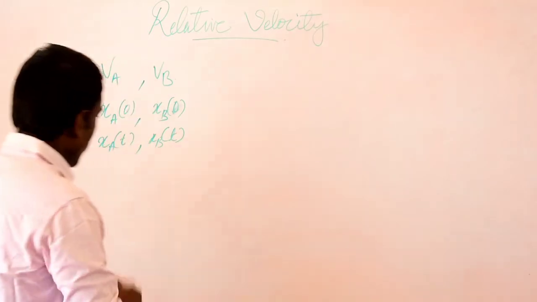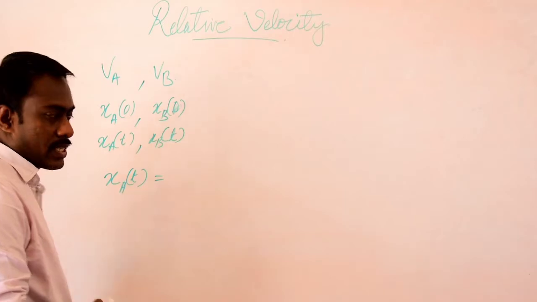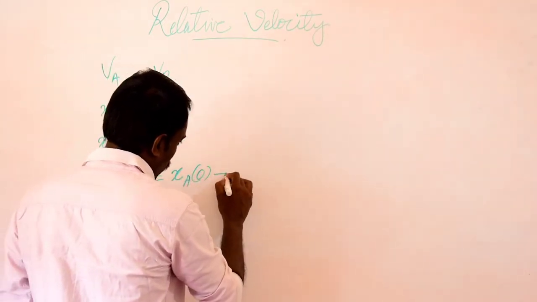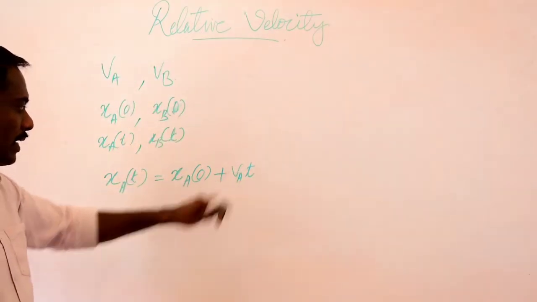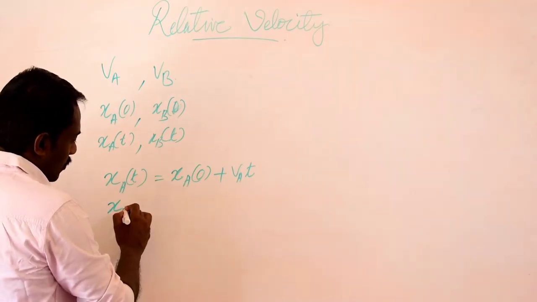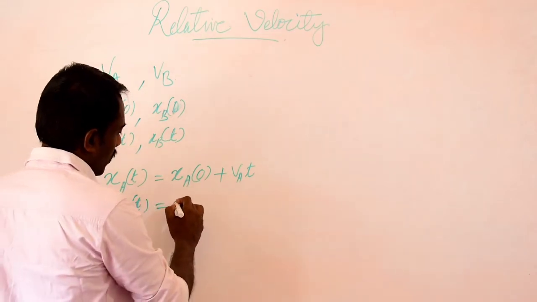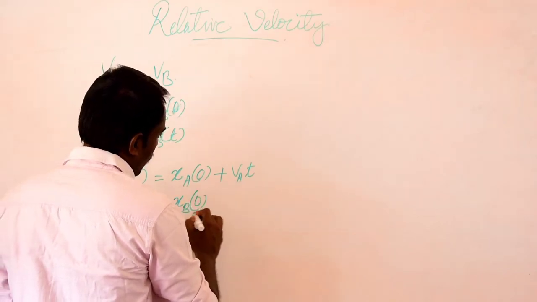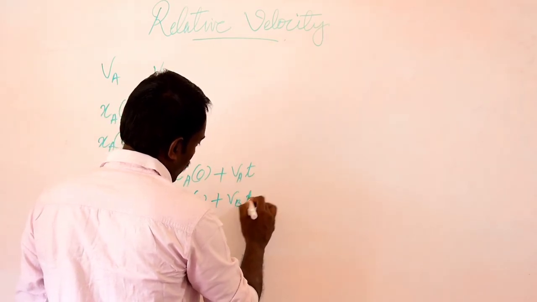The distance covered by the first vehicle A, xA at the time t, can be written as the initial position xA at the time t equal to 0 plus vA into t, the velocity of vehicle A. And the distance displaced by vehicle B at the time t is equal to the initial position of vehicle B at the time t equal to 0 plus the velocity of vehicle B into time t.